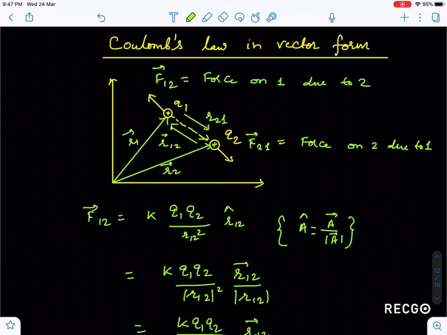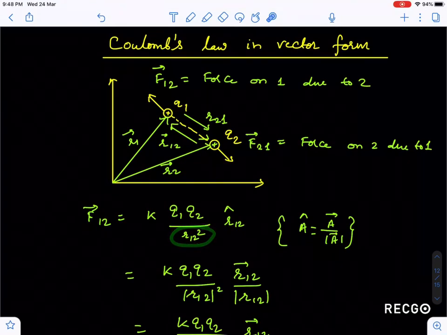So when you see the force on both, it will be repulsive; two positive charges repel each other. This positive charge is repelling this charge this way, and this positive charge is repelling that way. So I can calculate the force on charge 1 due to charge 2, abbreviated as F12, also read as force on 1 due to 2. This is force on 1 due to 2, and this is force on 2 due to 1.